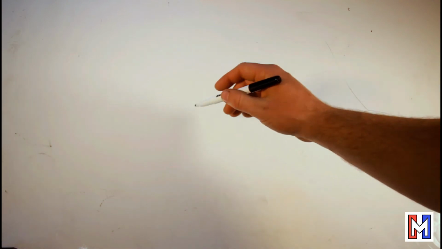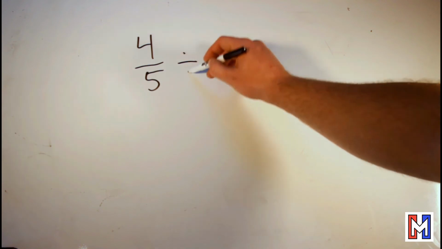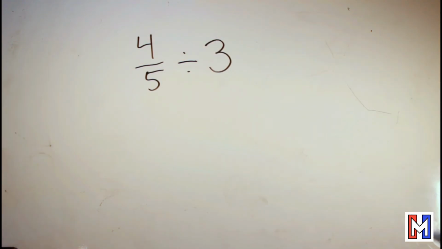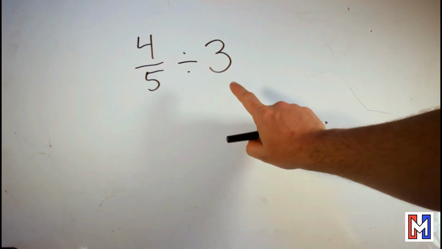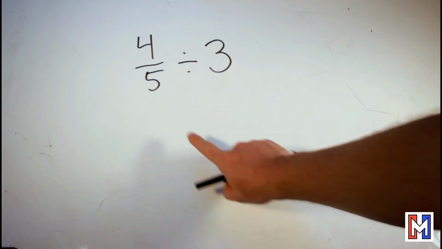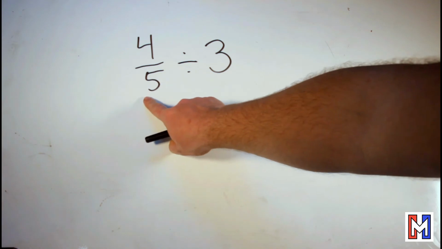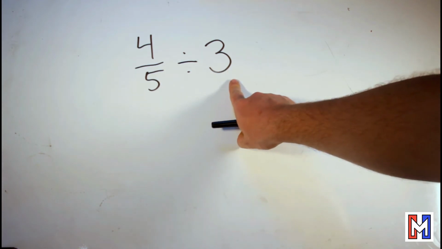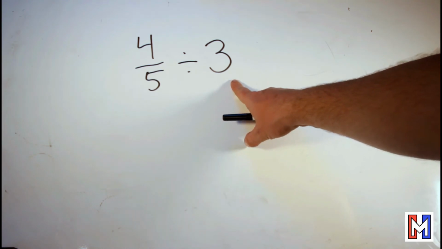All right, our next problem is we're going to take 4/5 and divide it by 3. Now, right off the bat, you probably noticed there's something different about this problem than the one we just did. Something changed. 4/5 divided by 3. Before, we had a fraction being divided by a fraction. Here, we have a fraction being divided by a whole number. Our whole number right here is our divisor, doing the dividing.